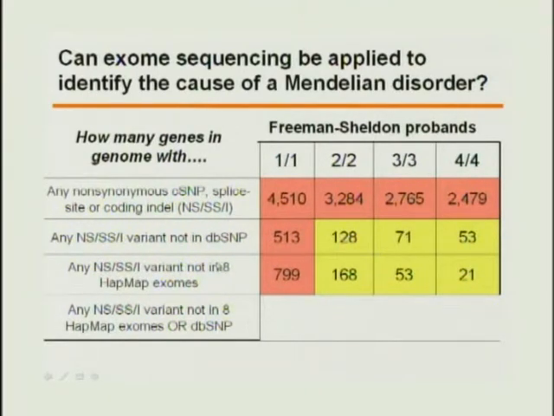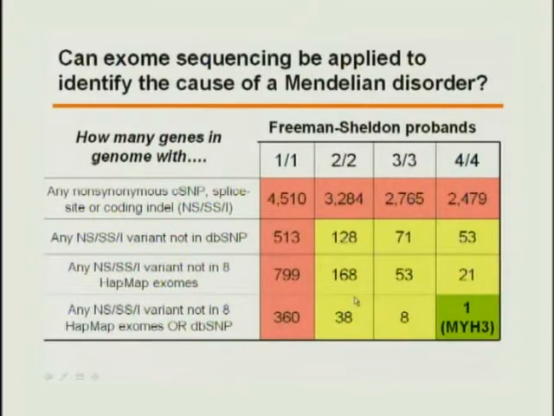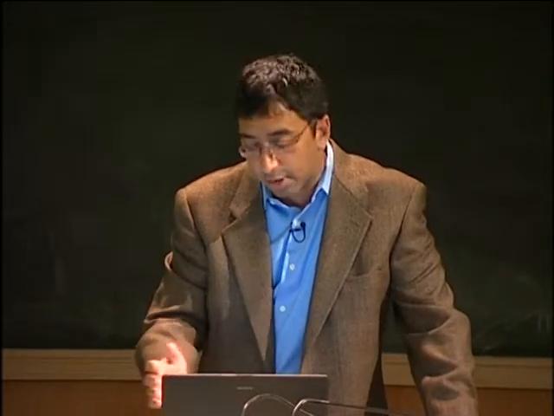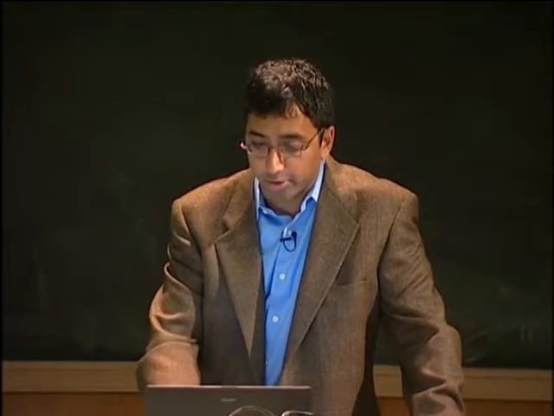If we put these 2 filters together, there's only a single gene, which we know to be the cause of Freeman-Sheldon syndrome, that contains rare variants, or variants not represented in these two databases, in all 4 individuals. So the answer is essentially yes, and we've subsequently gone on to try this. We've only tried one Mendelian disorder of unknown origin. We're 1 for 1. And the plan now is to extend this to more diseases.